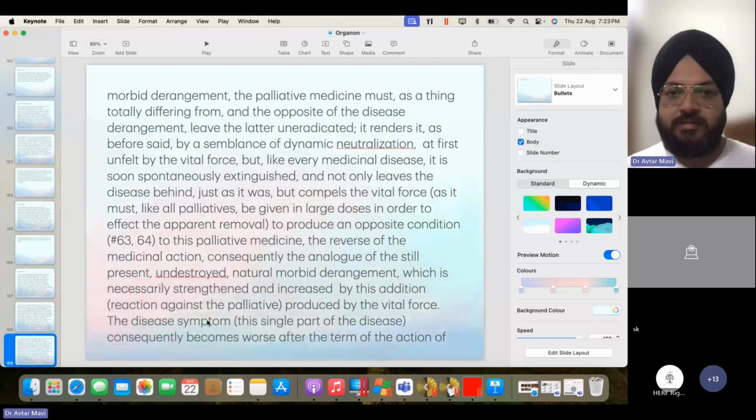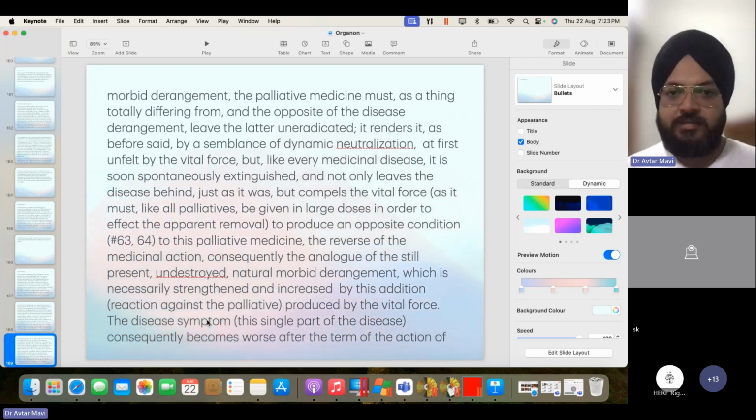So there is a semblance, a resemblance. Okay, the acidity is gone. Now the digestion is good. But the next day when he has it, it will be a much worse attack than the previous one. At first unfelt by the vital force, but like every medicinal disease, it is soon spontaneously extinguished.